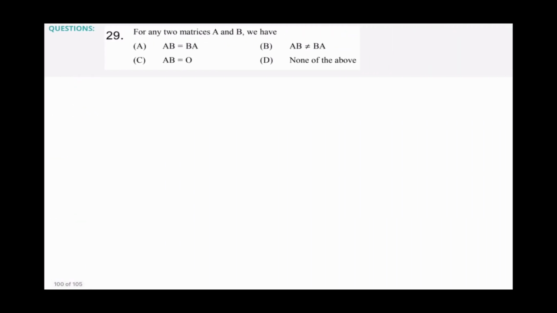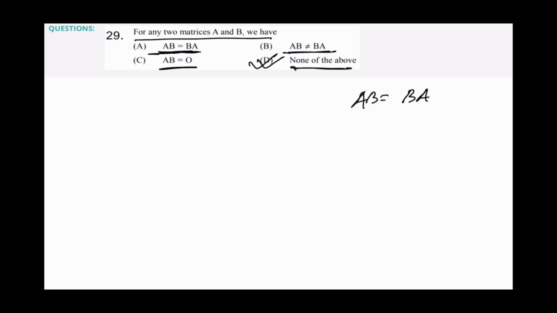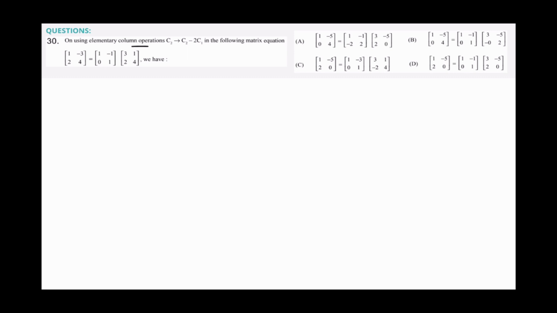For the 29th one, for any two matrices, it can be AB equal to BA, it can be AB not equal to BA, AB can be equal to 0, it can be none of these also. So here we are not sure. The main answer will be none of these because we don't have any conditions. Two matrices are there, there can be matrices where AB equals BA. There can be times where AB is not equal to BA. There can be times where you multiply AB and generate a 0 matrix. So none of these. Let's see the next question.